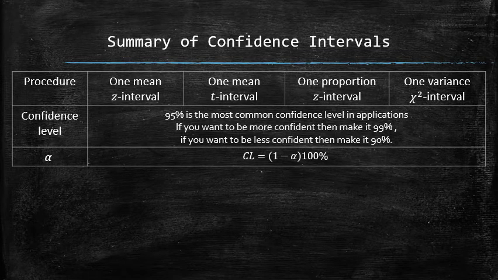Next, we are going to construct an interval estimate, so we need a new confidence level. Usually it is given in the problem. If not, then 95% is the most common confidence level in applications. If you want to be more confident, make it 99%. If you want to be less confident, then make it 90%. Whatever confidence level you choose, the value alpha is determined so that 1 minus alpha times 100% is equal to the confidence level.